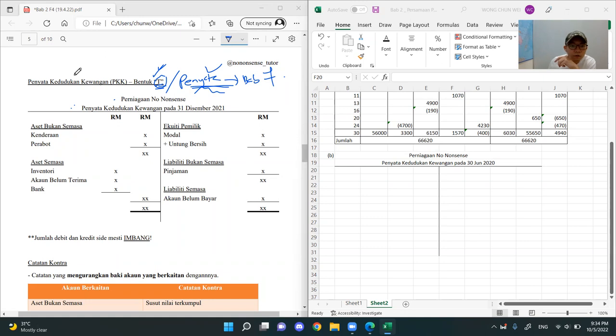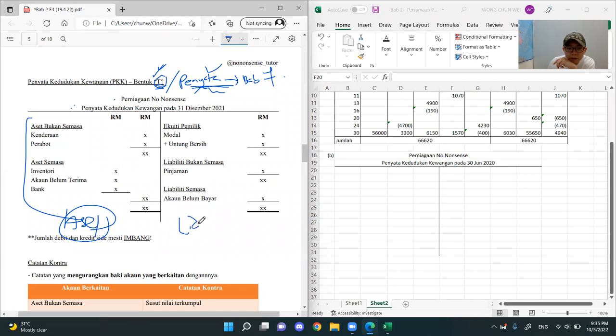After you know that, now we are doing the Bentuk T, and here is the format. You can see that the asset is here. Your asset bukan semasa, asset semasa, everything is here. And here is your liability plus your equity pemilik. Can you see or not? Your equity pemilik and your liability, liability bukan semasa and liability semasa.